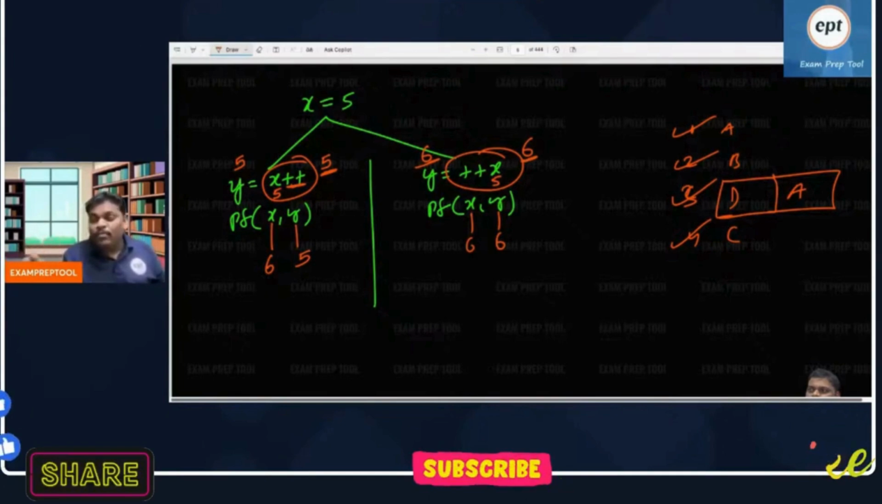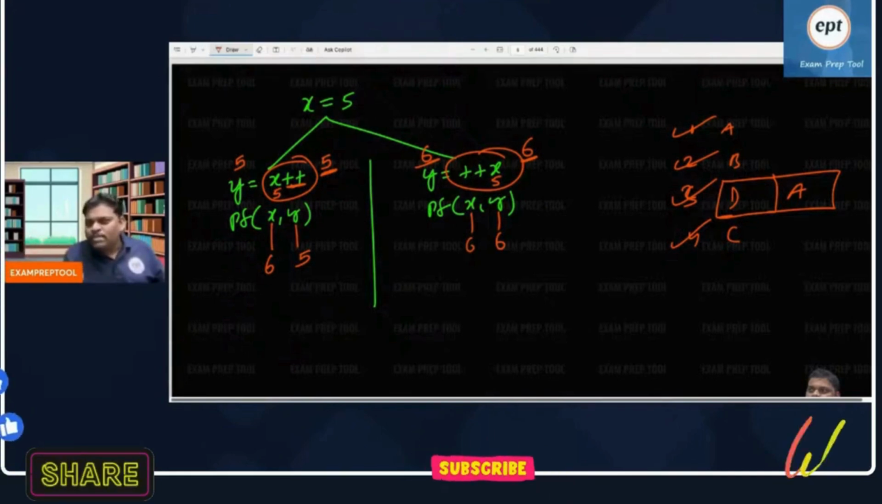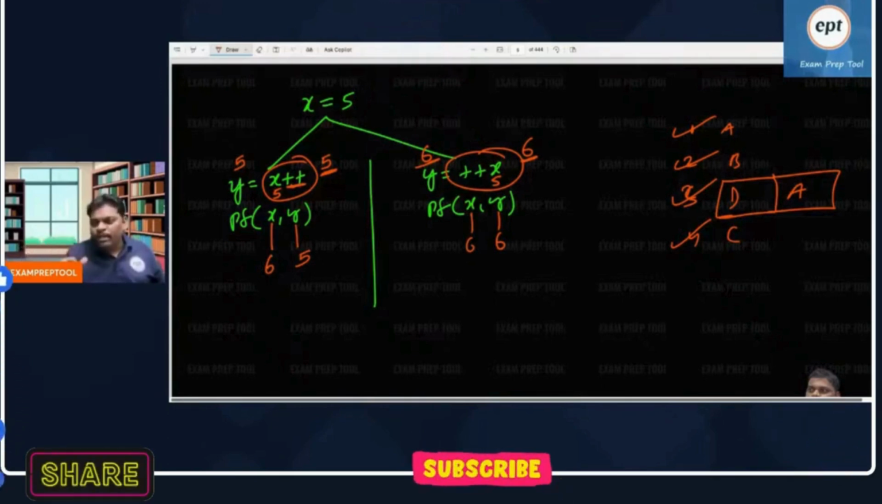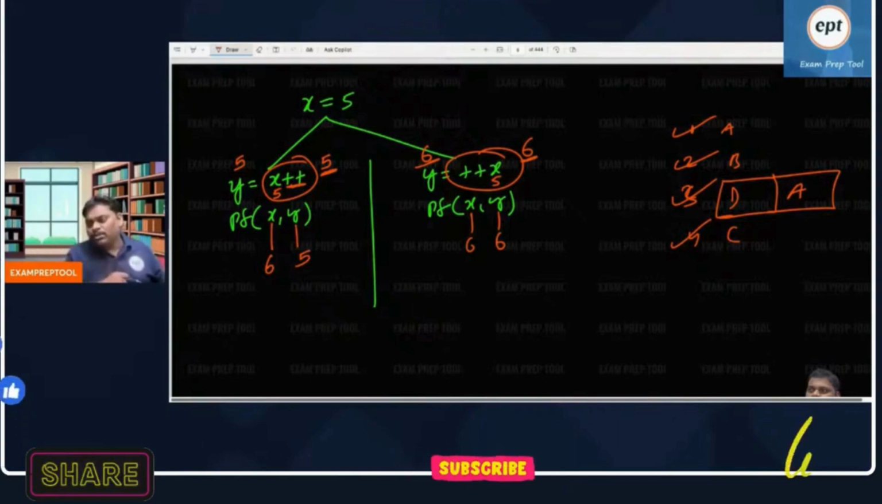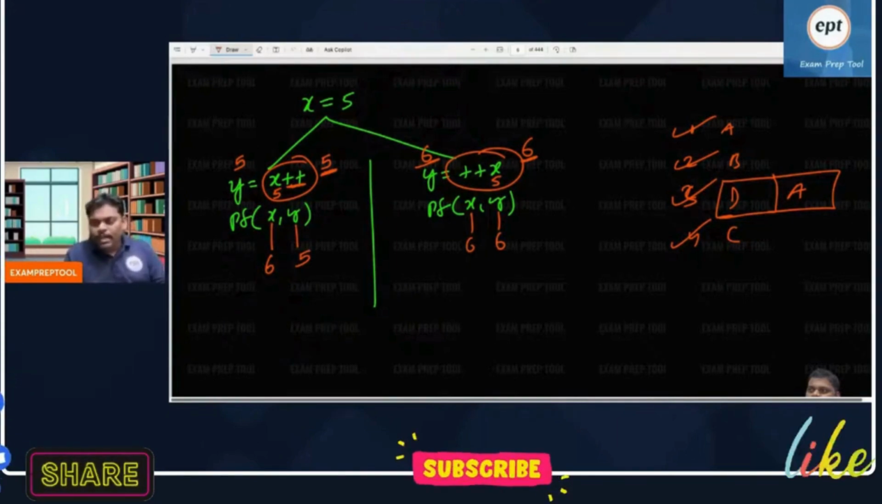And one more thing, some people are very smart. They will praise the GATE paper: wow, the GATE paper is that tricky. Instead of praising the GATE exam, why don't you blame yourself? You don't know post incrementation, you don't know pre incrementation. It is not tricky, yaar. Please be careful with this. I hope you will remember it for many days.